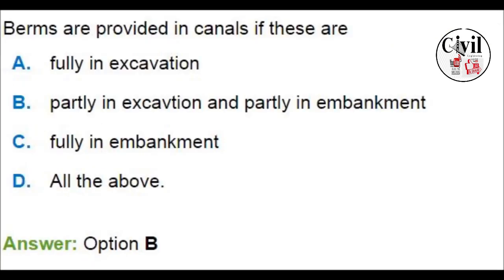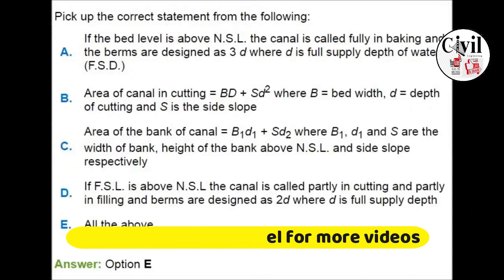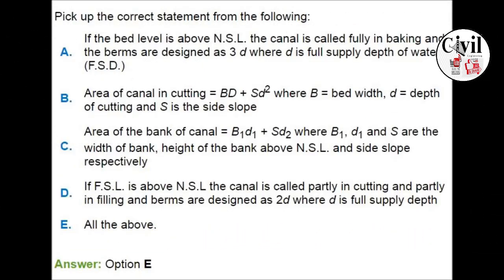Okay, so berms are provided in canals if they are... B is the correct answer, partially in excavation and partially in embankment. Okay, so berms are provided in canals, partially in excavations and partially in embankment. Okay, that's fine. Pick up the correct statement in the following.